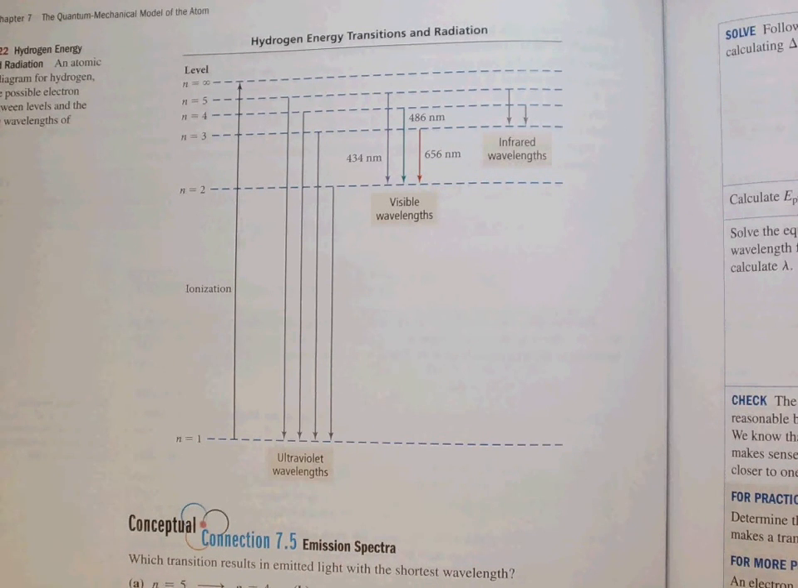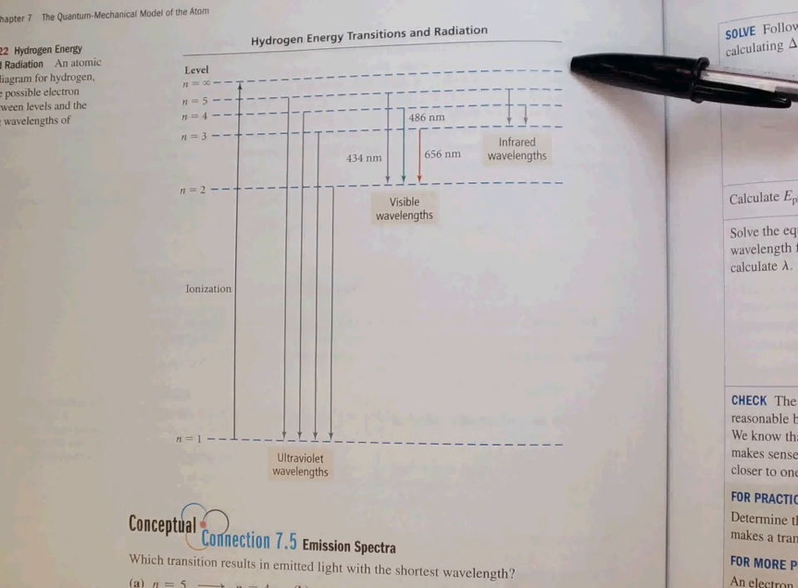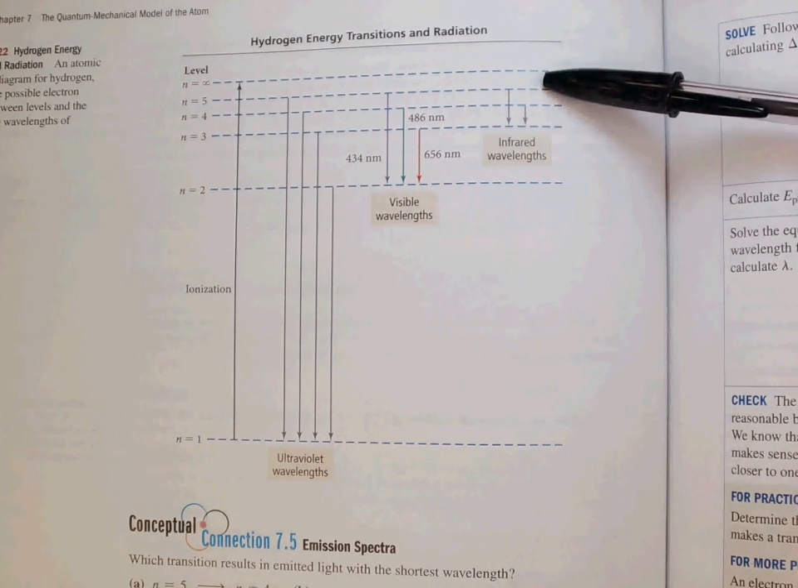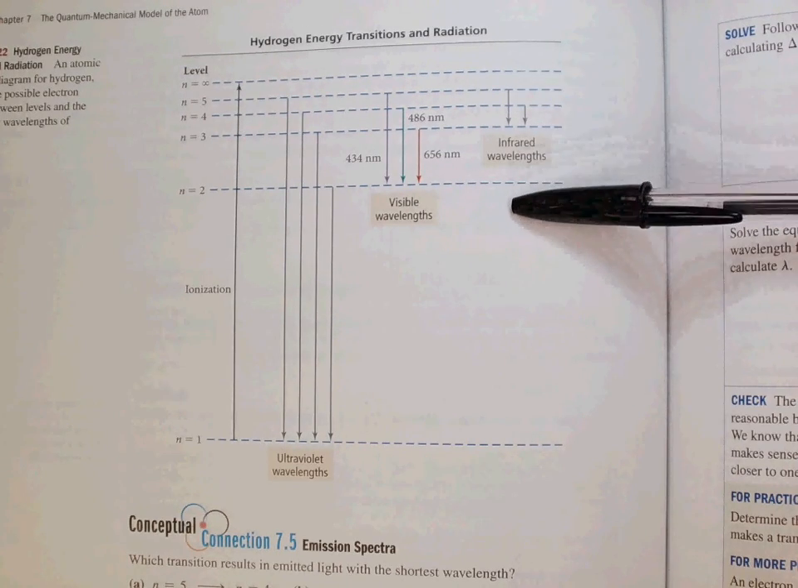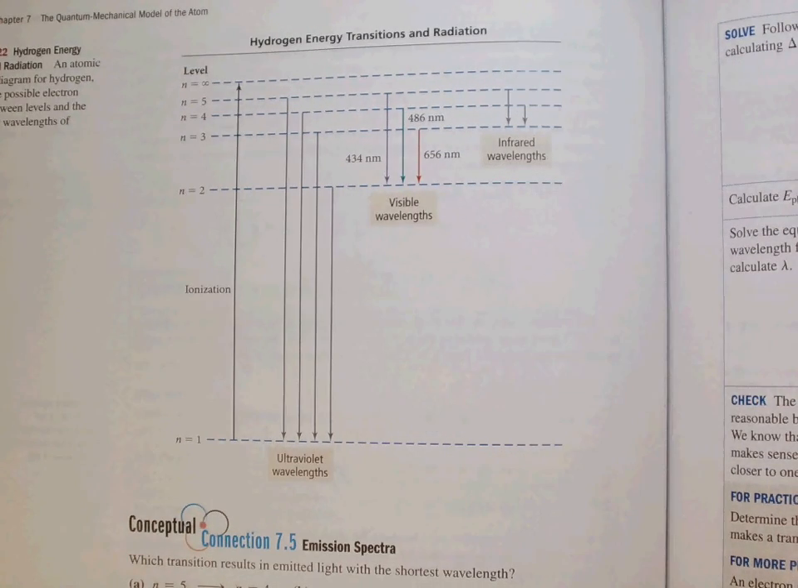Okay, for the second part of this video, we're going to talk about calculating the relationship between an energy transition and the actual wavelength that's going to be emitted. If you will recall from the reading, there are various principal energy levels, and as an electron goes between these energy levels, it either emits or absorbs energy. Let's talk about the emission part.